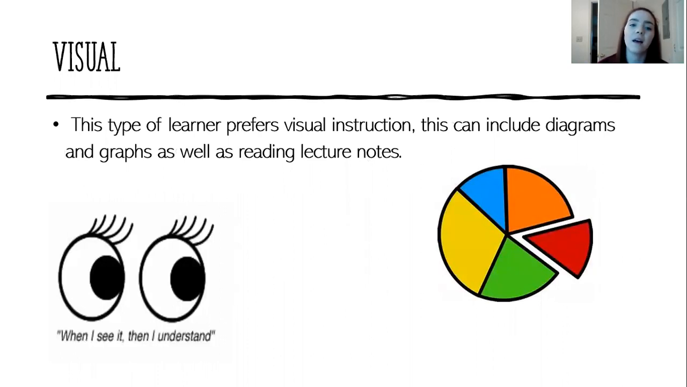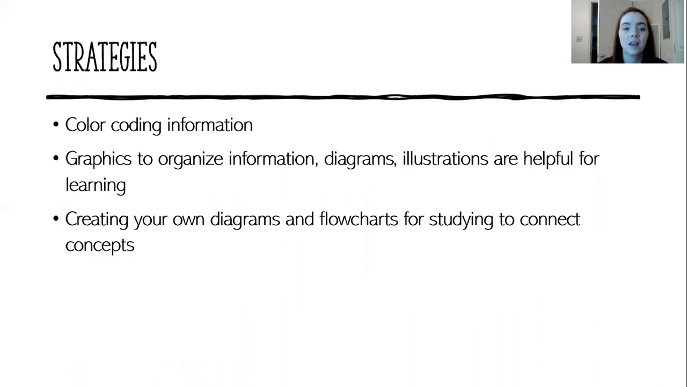So visual, this type of learner prefers visual instructions. This can include diagrams and graphs as well as reading the lecture notes. Some strategies are color coding information, how you organize your information with the terms, and highlighting as you go, and then graphics to organize your information. Diagrams and illustrations are also helpful for learning, so drawing out your diagrams, and creating your own diagrams and flowcharts for studying will help you connect those concepts.